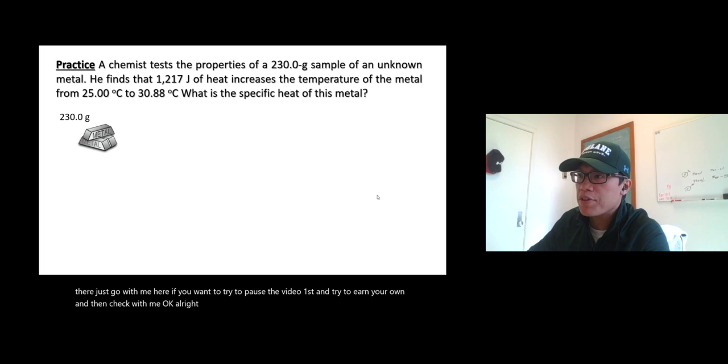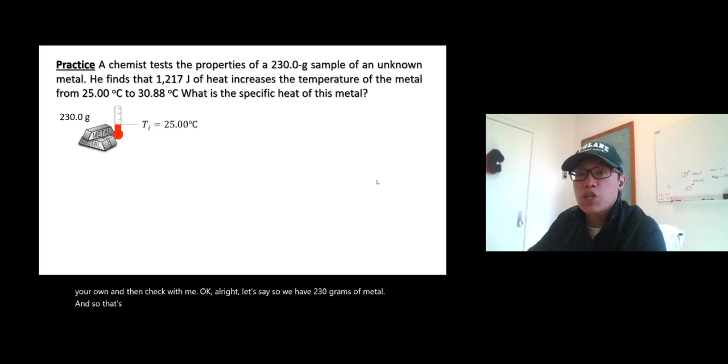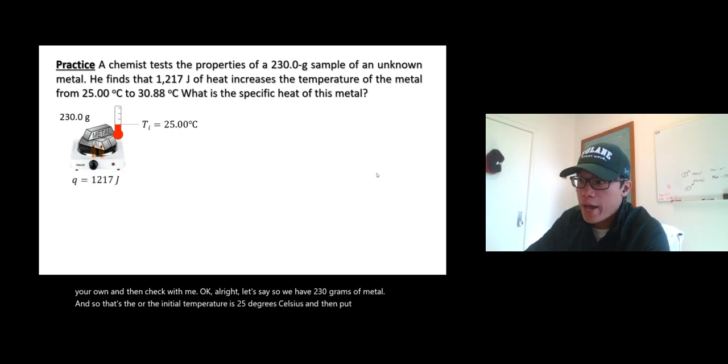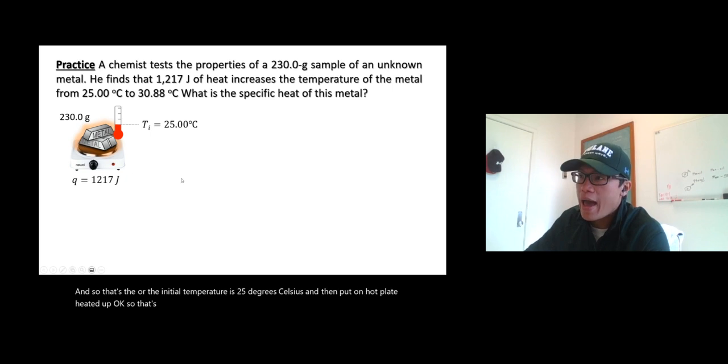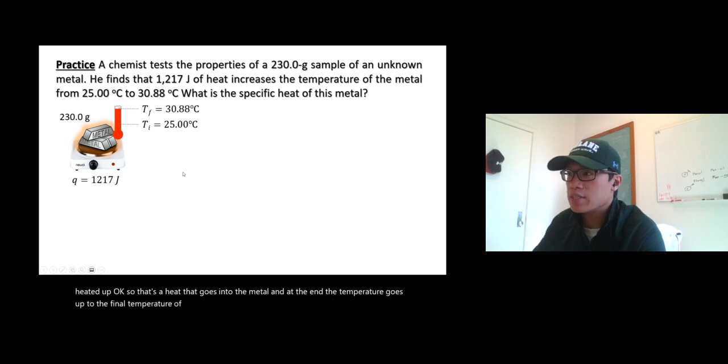Let's say we have 230 grams of metal, and the initial temperature is 25 degrees Celsius. Then we put it on a hot plate and heat it up. So that's the heat that goes into the metal, and at the end, the temperature goes up to a final temperature of 30.88 degrees Celsius.